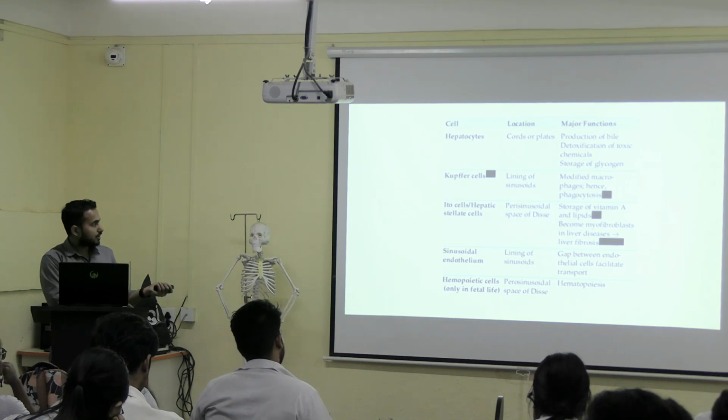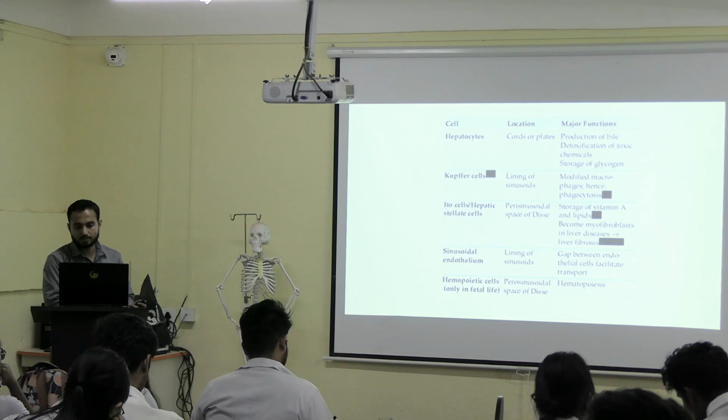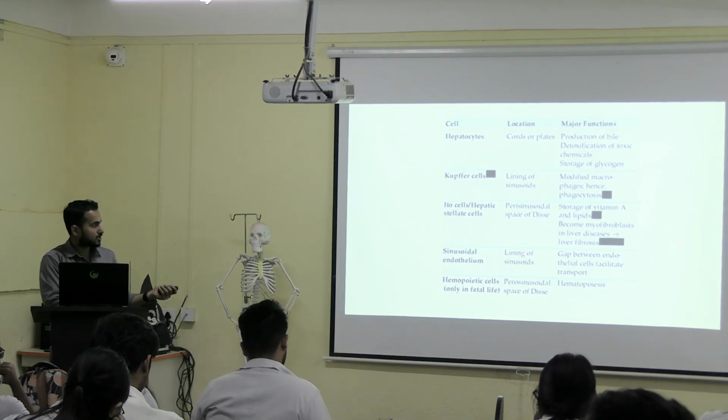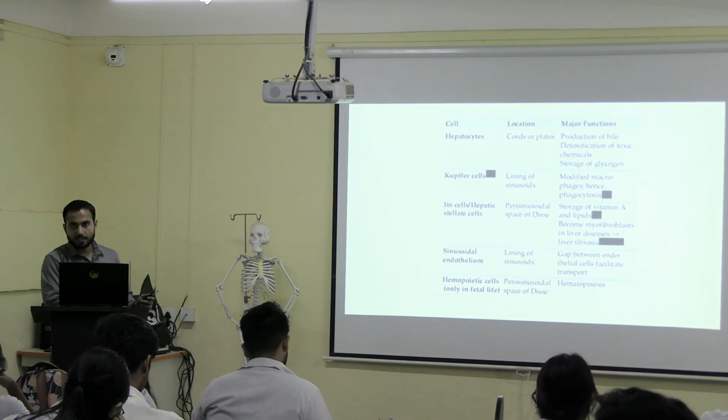Next, sinusoidal endothelium. That means the endothelial cells which are lining the sinusoids. Next, hemopoietic cells. They are only present during fetal life. In adults, these cells are absent.